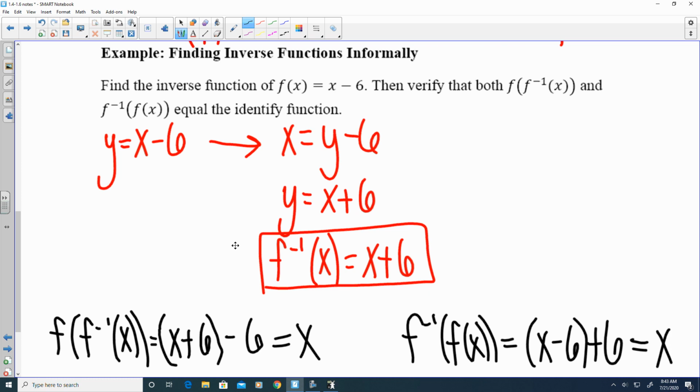So those are pretty simplistic examples. The simplifying steps are going to be a bit more complicated as we get a little bit more complex equations, but that's just to show you how that works.